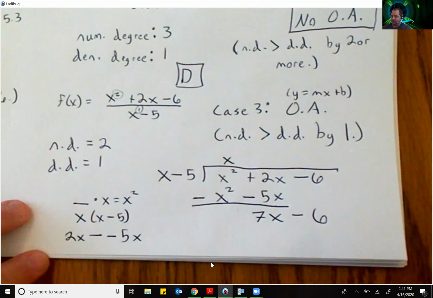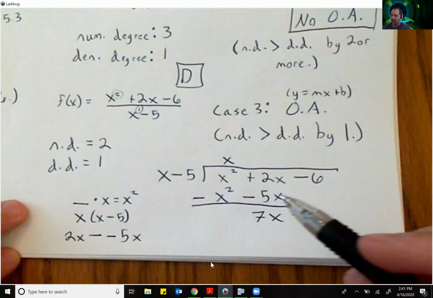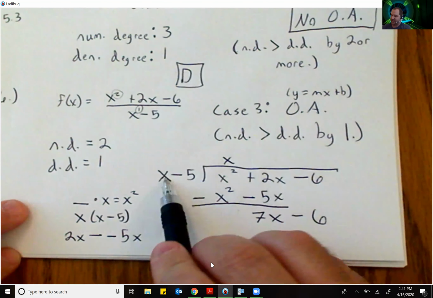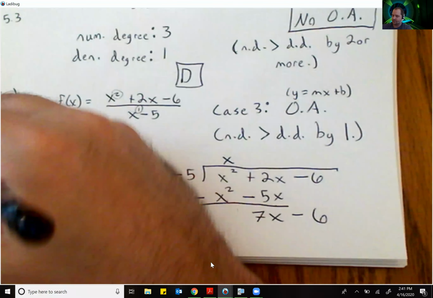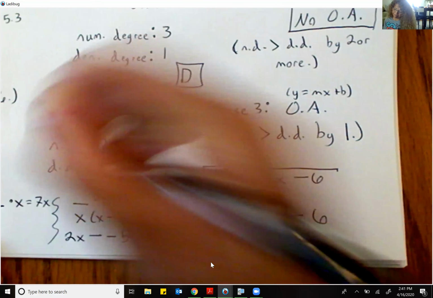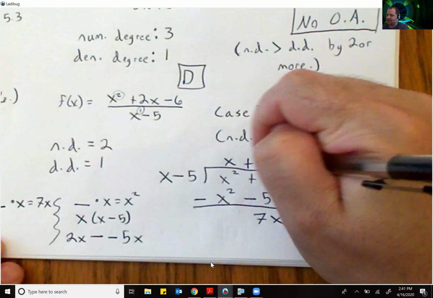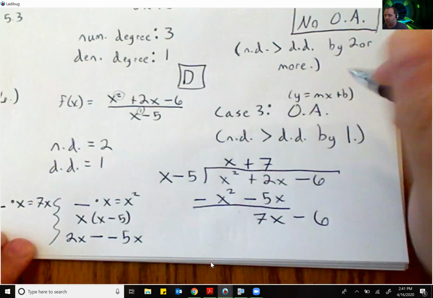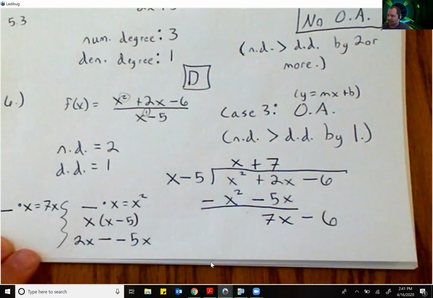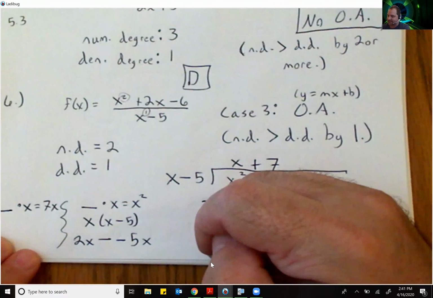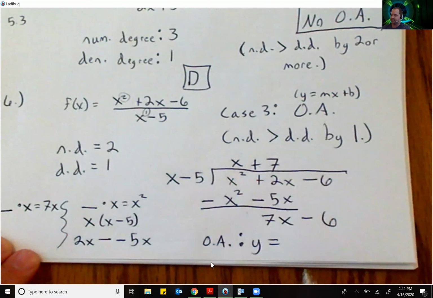Now, you just repeat the process, but we don't actually have to finish it. We want to know what times x will give me 7x. That's right. What times x gives me 7x? So that would be a positive 7, and that's where you stop. We don't care about the remainder. We just want these first two pieces. So our answer is, as an oblique asymptote, y equals x plus 7.